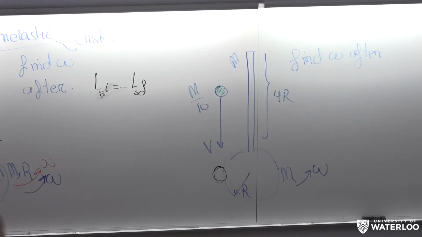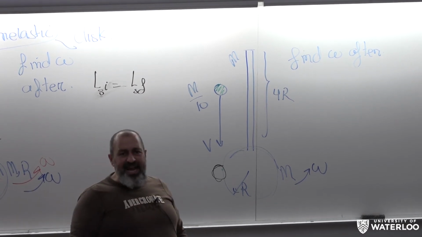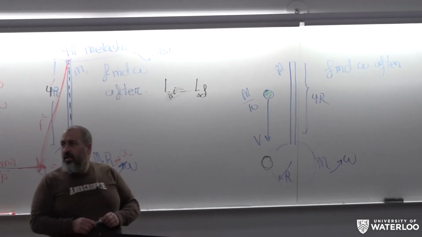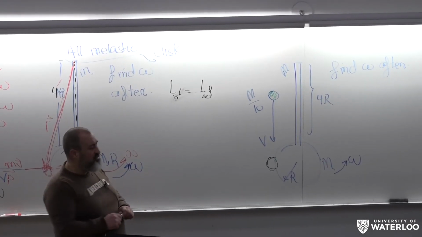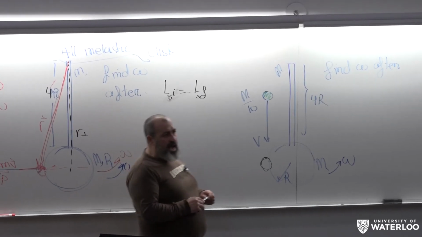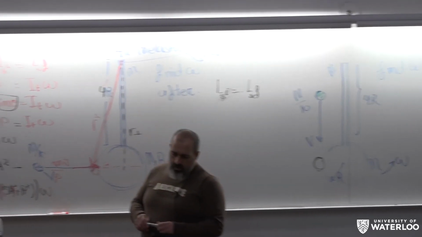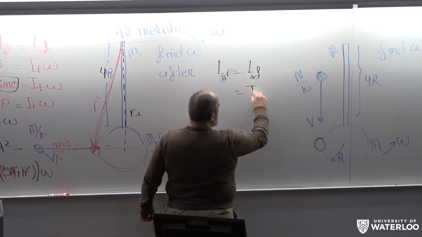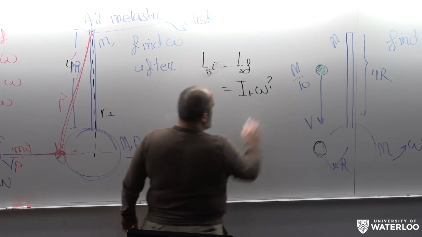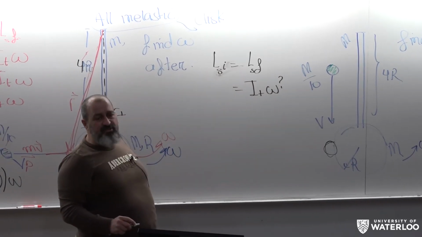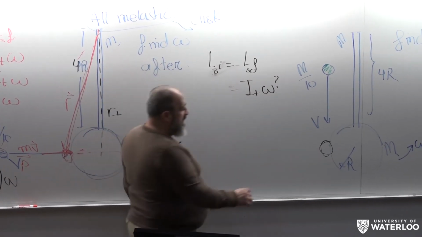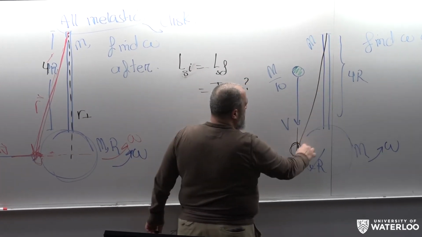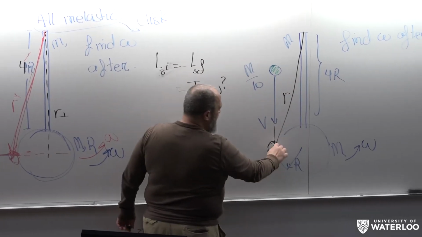Okay, guys. The minute is up. Please pay attention to this part. How you do this is as follows. You say, L system final is I total omega. Omega is unknown, okay? Now, L system initial is what? That strikes here, guys. So again, it's what? R cross P. But P is now this way.